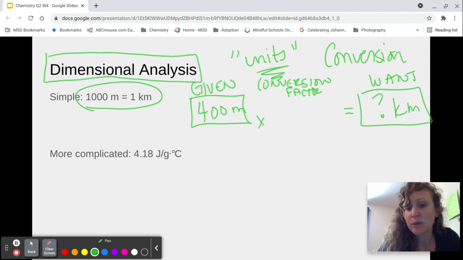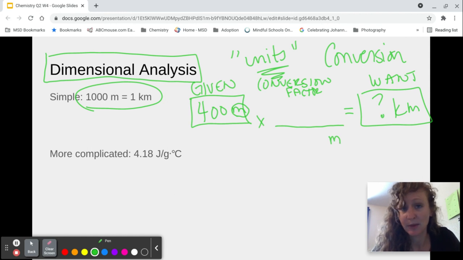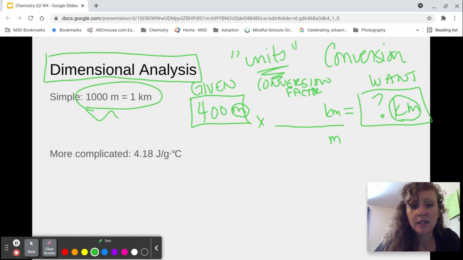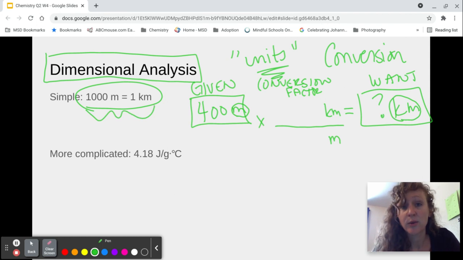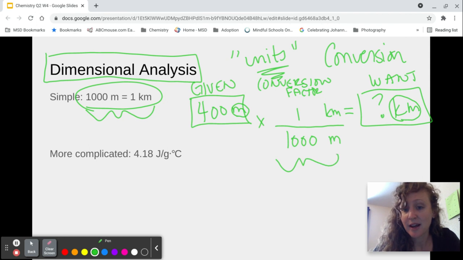So I'm going to multiply by a conversion factor. And here's where dimensional analysis happens. I want my meters to go on the bottom, the thing that I'm given that's currently on the top, I want it to be on the bottom. And the thing that I want to end in, kilometers, needs to go on the top. Now, here is their relationship to one another. So I'm going to put that relationship or that ratio that is constant.